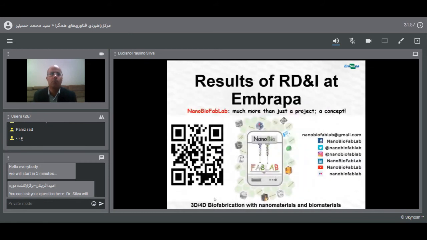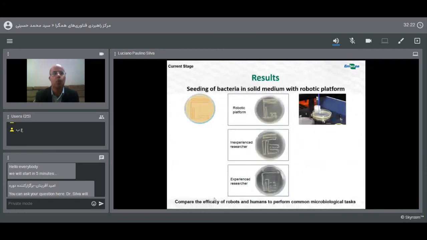Some of our more recent results related to research, development, and innovation at Embrapa are related to our NanoBiofab Lab concept, which we define as much more than just a project, a concept. There are a lot of possibilities to follow our social media and read our results in almost real time.